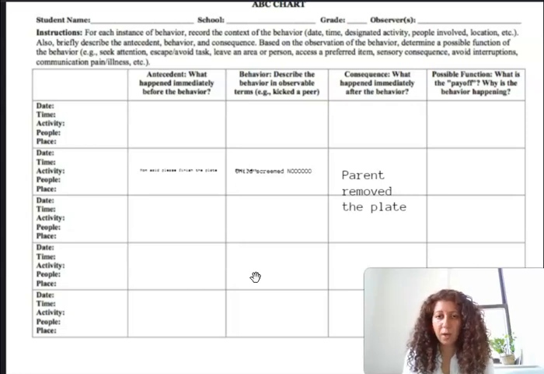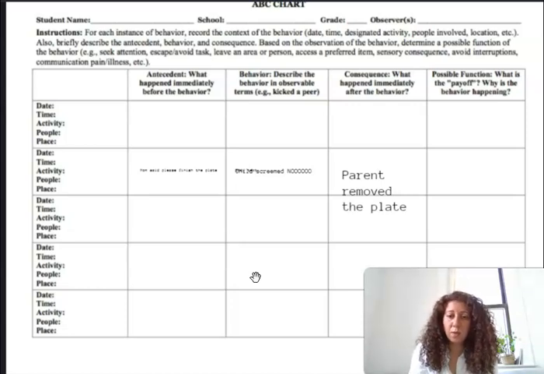And again, don't say people got angry at the child, or ignored the child. You can write it specifically. Mom yelled at the child. Mom removed the plate. ABA therapist left the room. ABA therapist turned her head away from the child. Something like that. And again, the possible function is really, most of the time, done by the BCBA, so you don't have to worry about this last column.